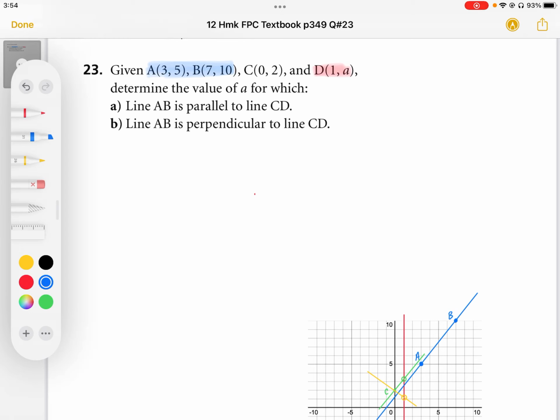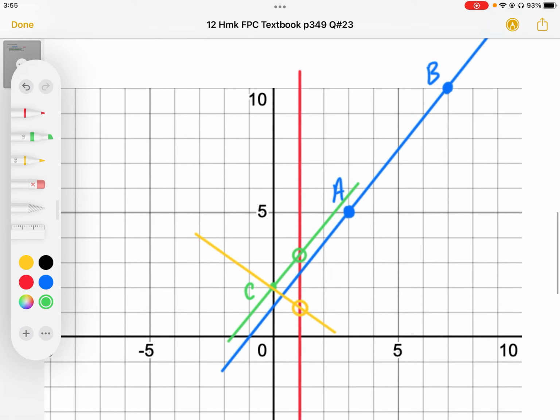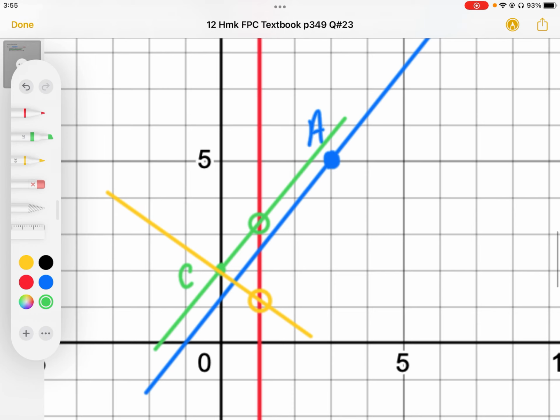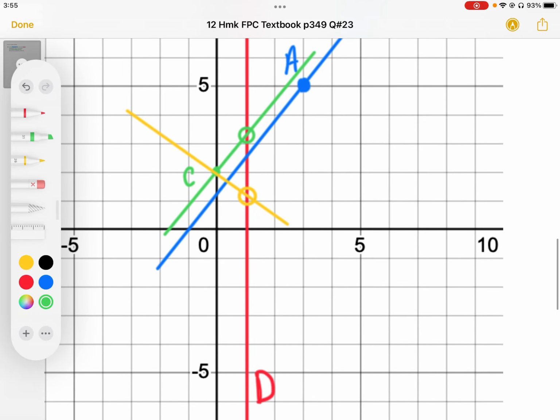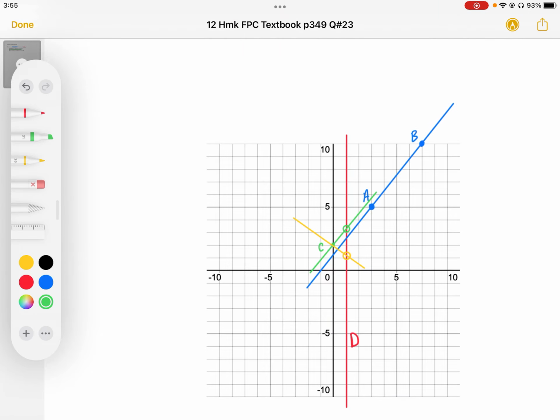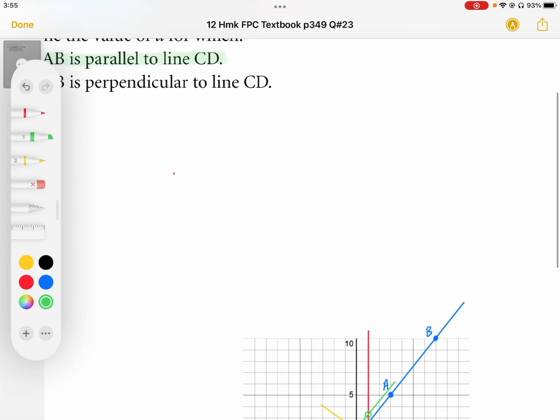Okay, so if it's parallel, then it's going to be this green line that I've drawn in here. And it looks like it's going to cross somewhere just above 3. Okay, so that gives me a good idea what I'm looking for. So I'm looking for where it's going to cross that D line, that red line, x equals 1, where it's going to make it parallel to the blue line. So how do I set this up?